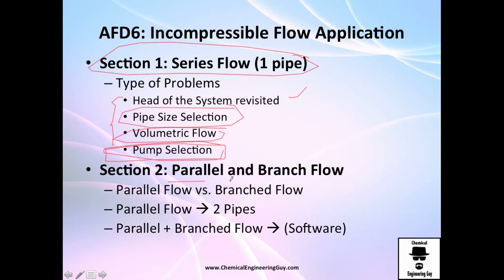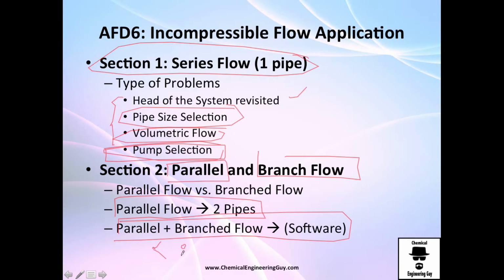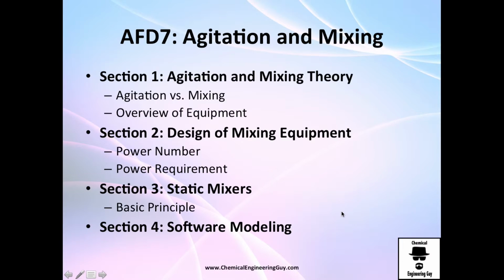Then section 2 is parallel flow, which is for two pipes. That's easy to model. Then branch flow or multi-parallel flow, in which you have more than two pipes that end or start in different conditions. Okay, we usually use software for this.